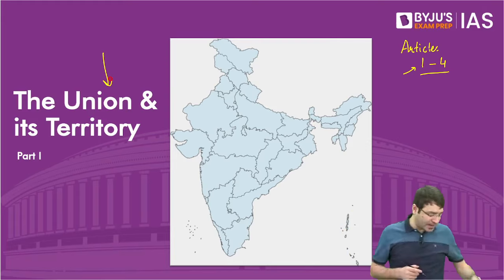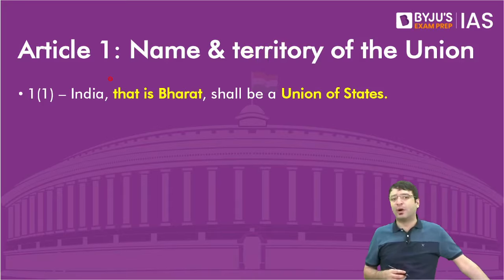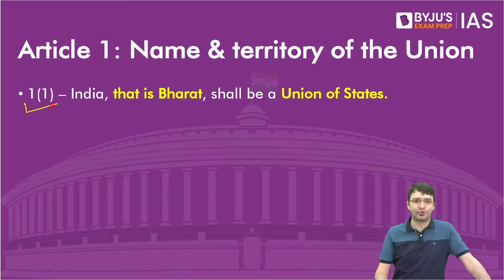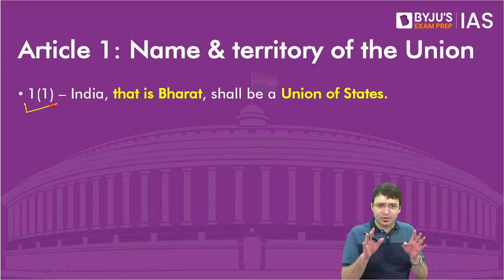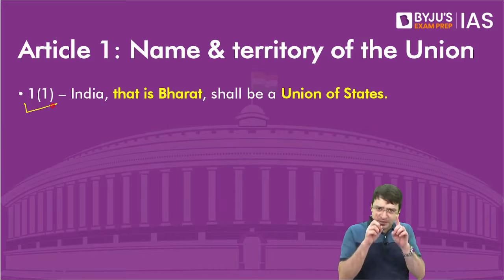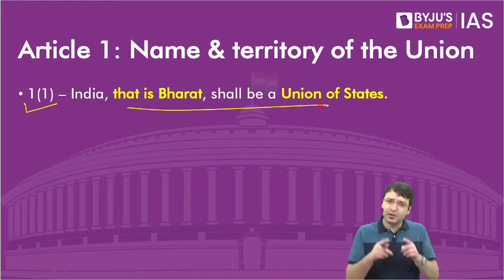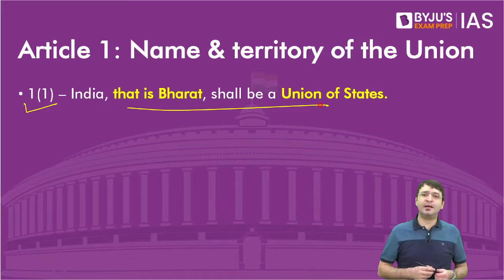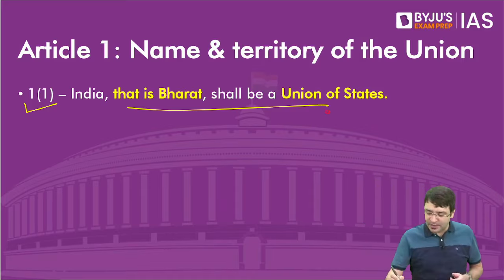Now let's look at part 1 of the Constitution one by one. First up, Article 1, Clause 1. Don't memorize these clauses, just understand the concept. But Article 1, this one, you should remember. What is Article 1, Clause 1? India, that is Bharat, shall be a union of states.